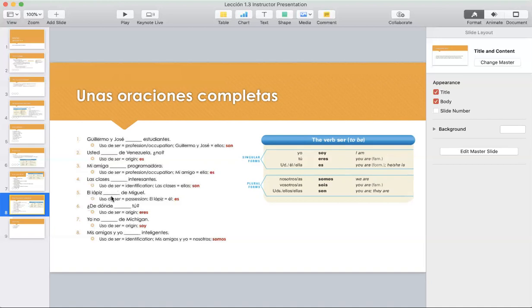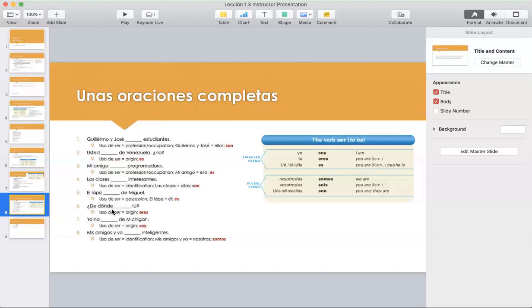We want to indicate a possession. El lápiz es de Miguel. The pencil is of Michael. It's Michael's pencil. So remember what we were saying before about how do we indicate possession? We do not have that apostrophe S in Spanish like we have in the English to indicate possession. So remember, Michael's pencil becomes the pencil of Michael.